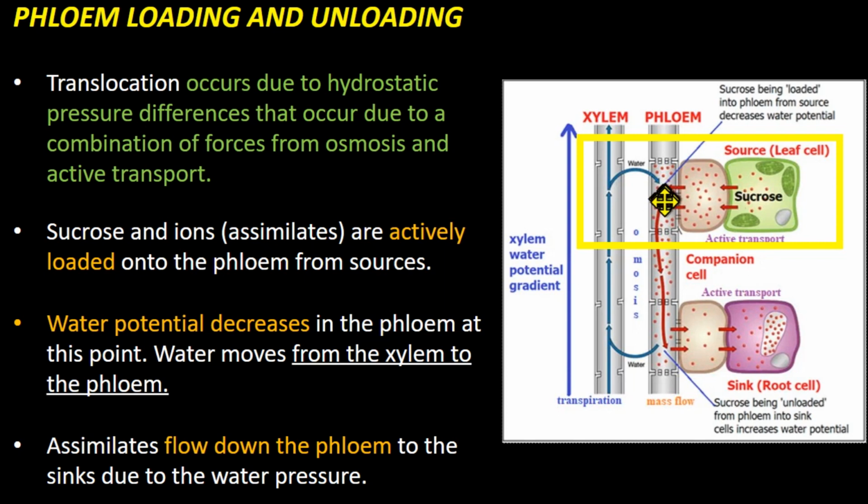Because there's more solute here, there's going to be a lower water potential in the phloem at this point, because there's going to be a lot of sucrose here. Because the water potential decreases here in the phloem, water is going to move from a higher water potential in the xylem into the phloem. This water is going to flow from the xylem into the phloem, and the force of this water is going to push all of this sucrose and assimilates downwards here.